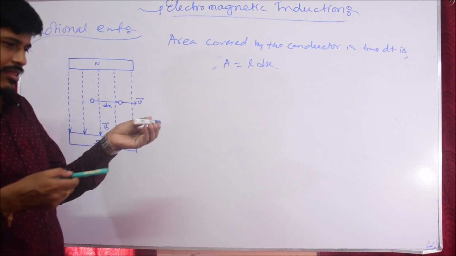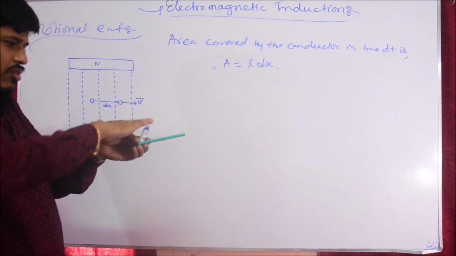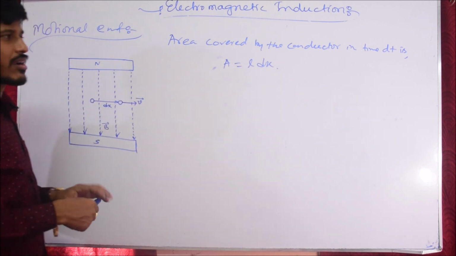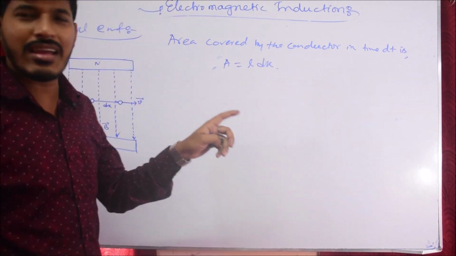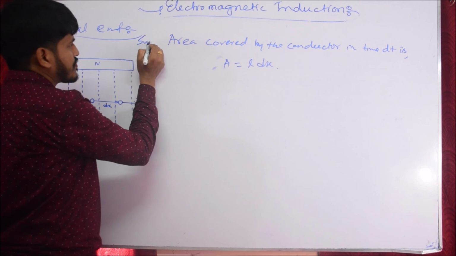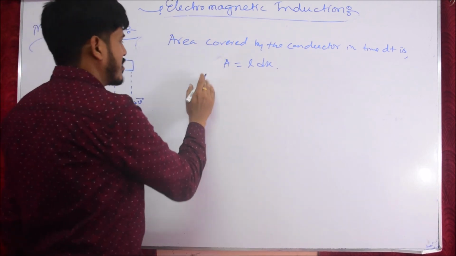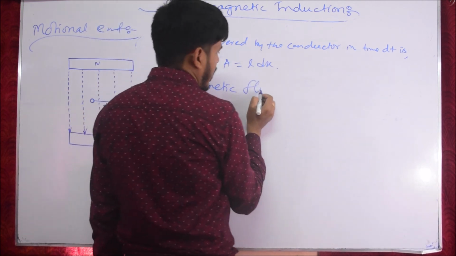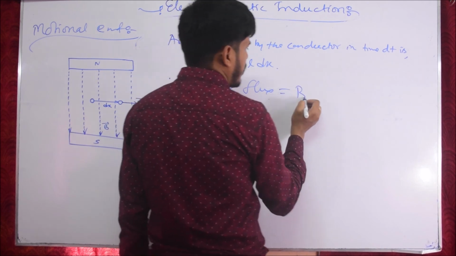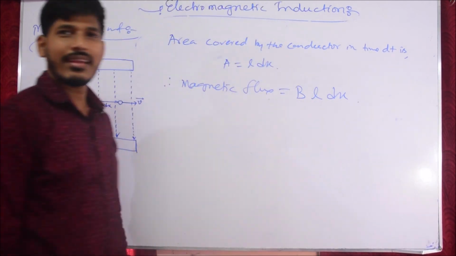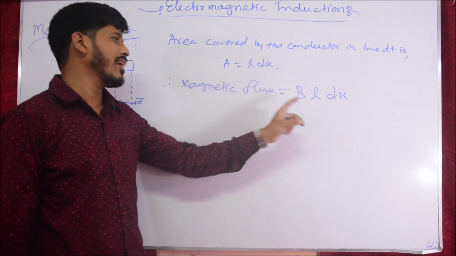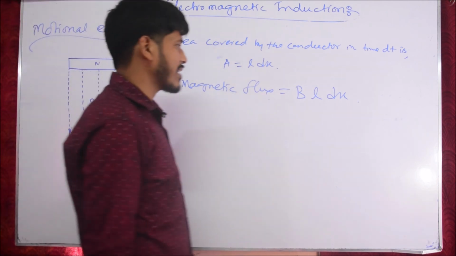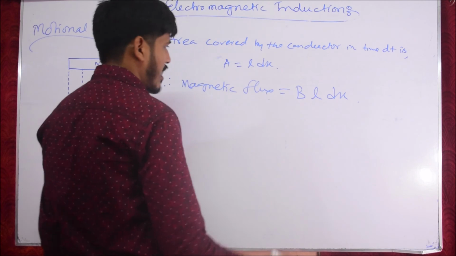L length, dx distance covered, so the area is L into dx. Surface area covered by it is L dx. Therefore magnetic flux is equal to BL dx, because magnetic field into area, and L dx is the area. Right now magnetic flux is equal to BL dx.